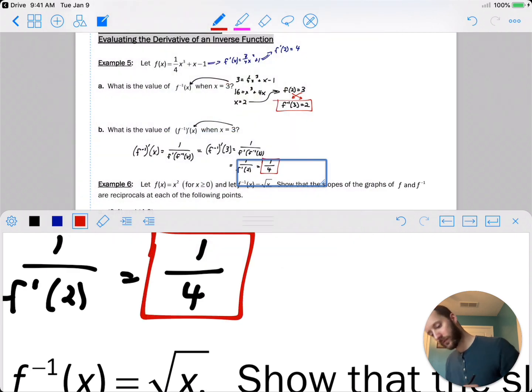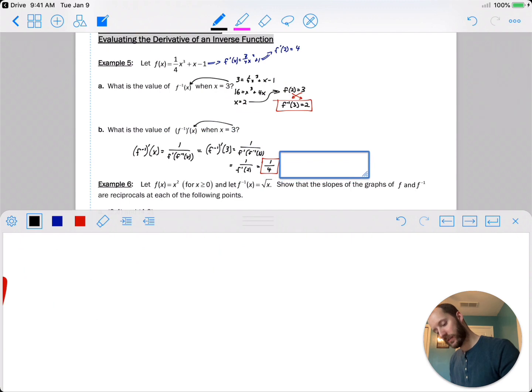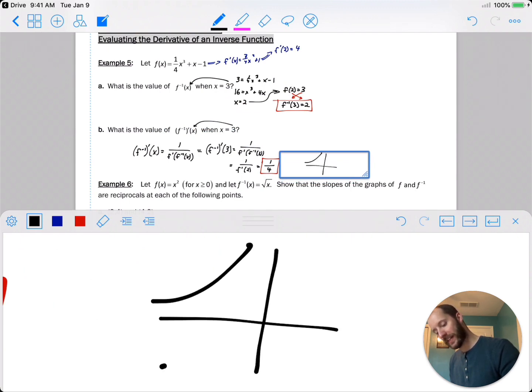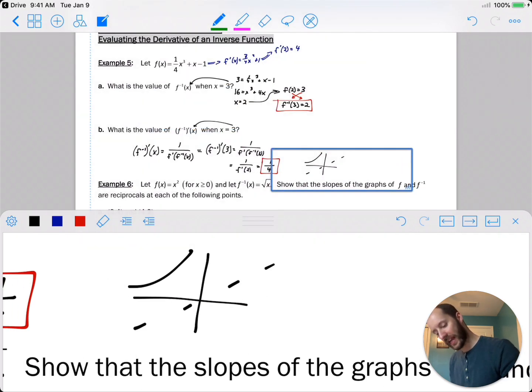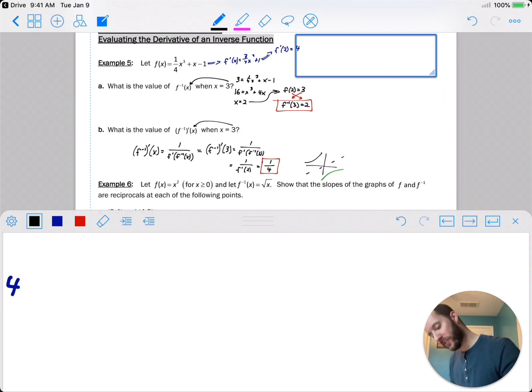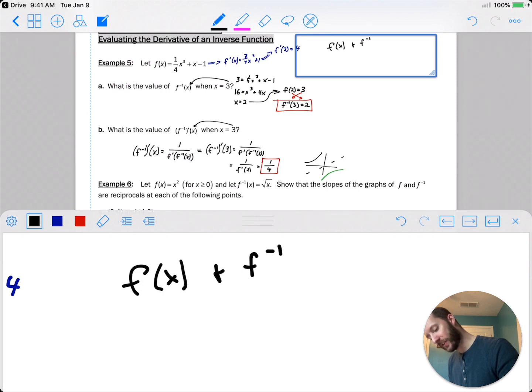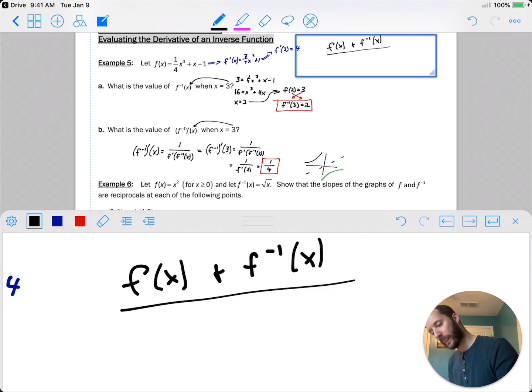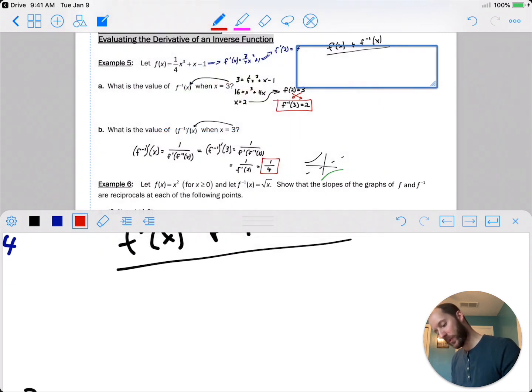And in part B, we see the relationship when a function is reflected over the line y equals x. That's a pretty poor sketch. That's better, okay. So with f of x and f inverse of x, x and y are switched.